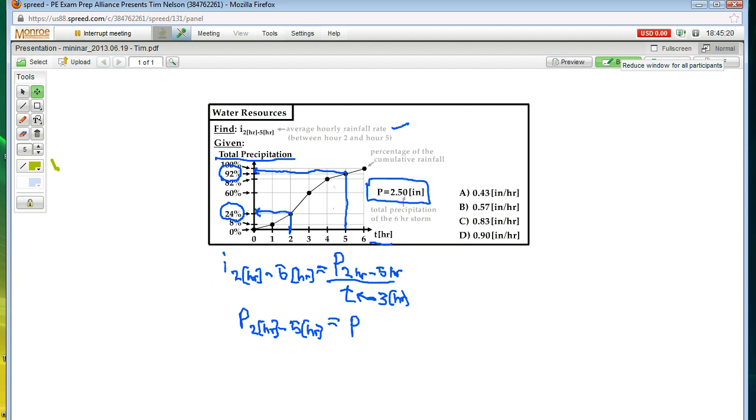It'll be P, and when I leave P by itself without subscripts, that'll refer to the given value of P in the problem statement up here, which is our 2.5 inches. So P multiplied by that percentage at 5 hours, subtract that, and then subtract the percentage at 2 hours.